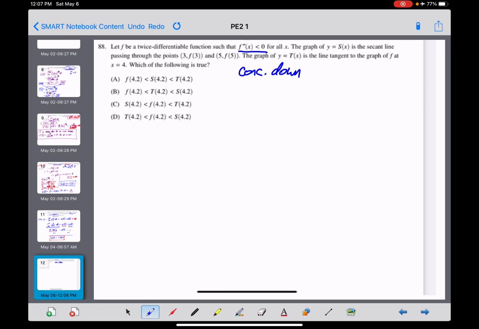Now the graph of y equals s of x is the secant line passing through 2 points on this curve. Gotcha. We've got 3, f of 3 and 5, f of 5, and then the graph of y equals t of x is the line tangent to the graph of f at x equals 4. What they want us to do is establish the hierarchy between f of 4.2, which is the actual value of the function, s of 4.2, which would be a secant line approximation to that value, and then t of 4.2, which would be a tangent line approximation.